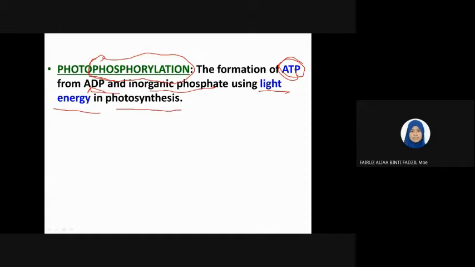and this process occurs in photosynthesis. Okay, photophosphorylation, remember what that is? That is a reaction to form ATP. How to form ATP? By adding a phosphate group to the ADP, adenosine diphosphate, using the light energy as the source of energy in photosynthesis. Okay, so that is photophosphorylation.